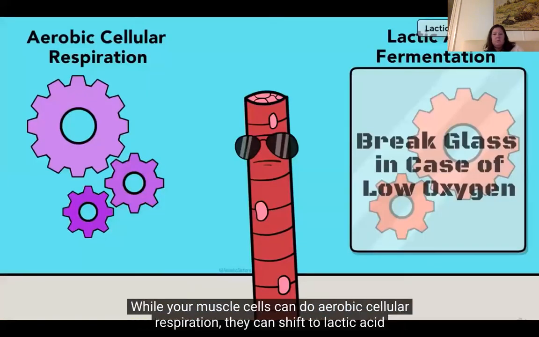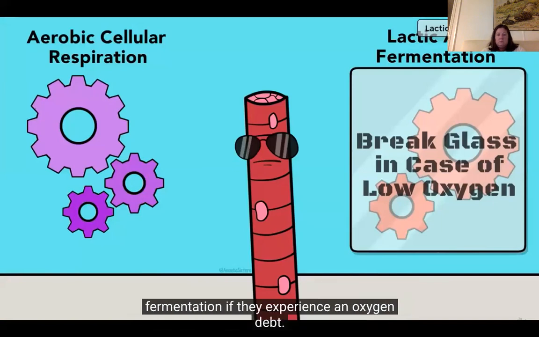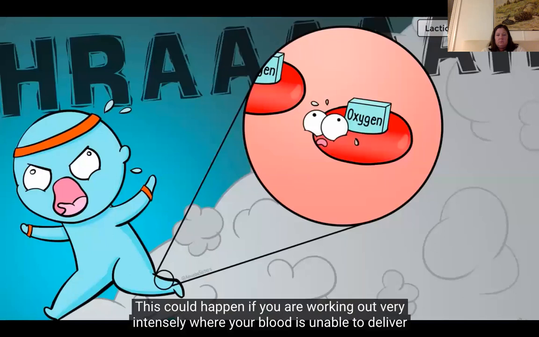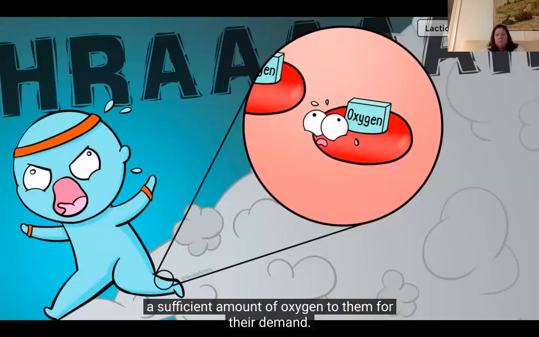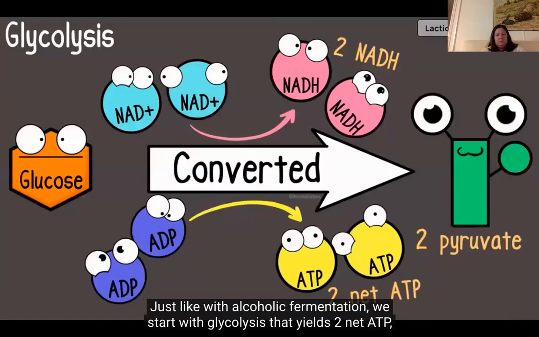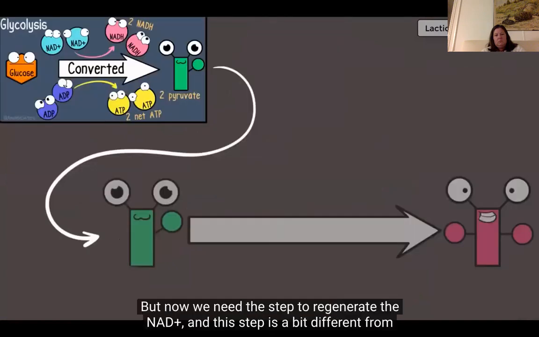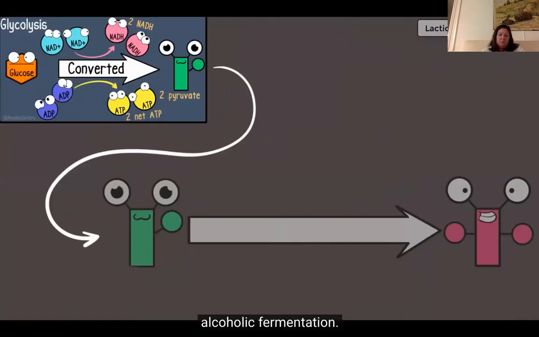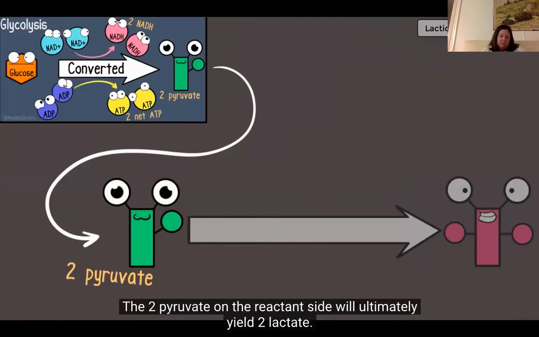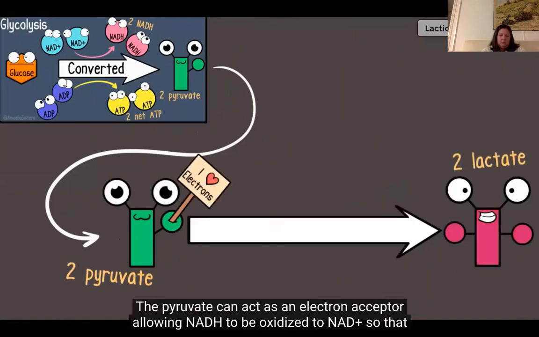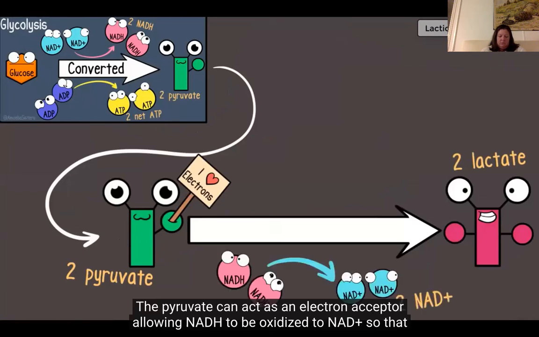While your muscle cells can do aerobic cellular respiration, they can shift to lactic acid fermentation if they experience an oxygen debt. This could happen if you're working out very intensely, where your blood is unable to deliver a sufficient amount of oxygen to them for their demand. Just like alcoholic fermentation, we start with glycolysis that yields the 2 net ATP, 2 pyruvate, and 2 NADH. But now we need the step to regenerate the NAD+, and this step is a bit different from alcoholic fermentation. The 2 pyruvate on the reactant side will ultimately yield 2 lactate. The pyruvate can act as an electron acceptor, allowing NADH to be oxidized to NAD+, so that glycolysis can start all over.